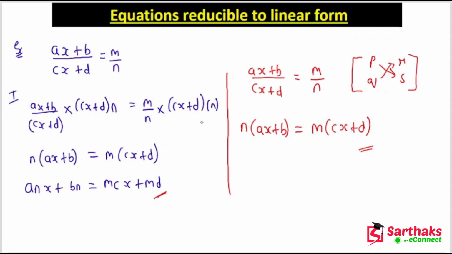So these are the equations which are actually reducible to linear form. They do not look like they are linear equations, but when you try to solve them by cross multiplication or by multiplying both the sides by the LCM of denominators, you will find that these equations are actually linear equations in one variable, right? Let us solve a question relating to these equations with the real values of a, b, c and d, and let us see how we solve it.